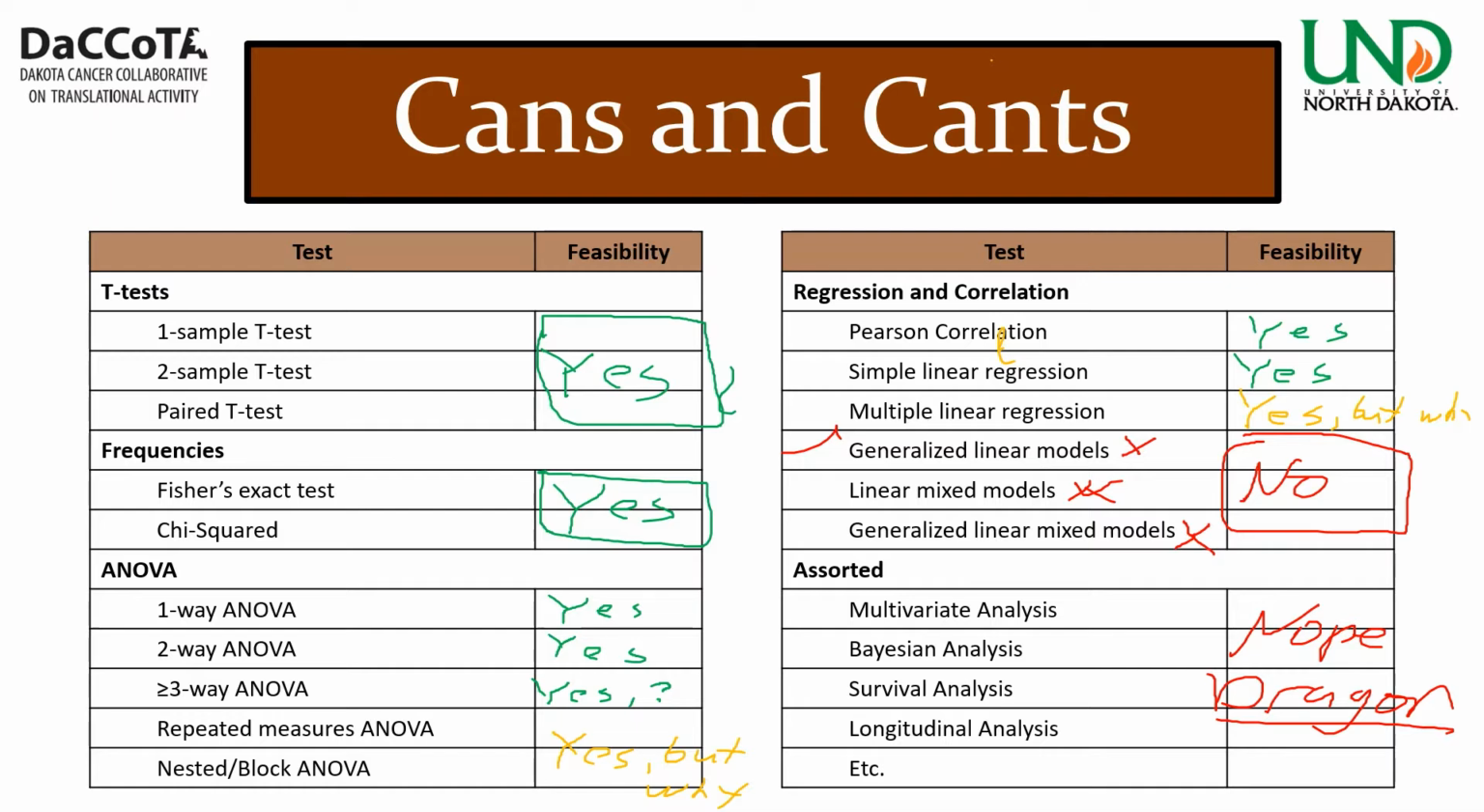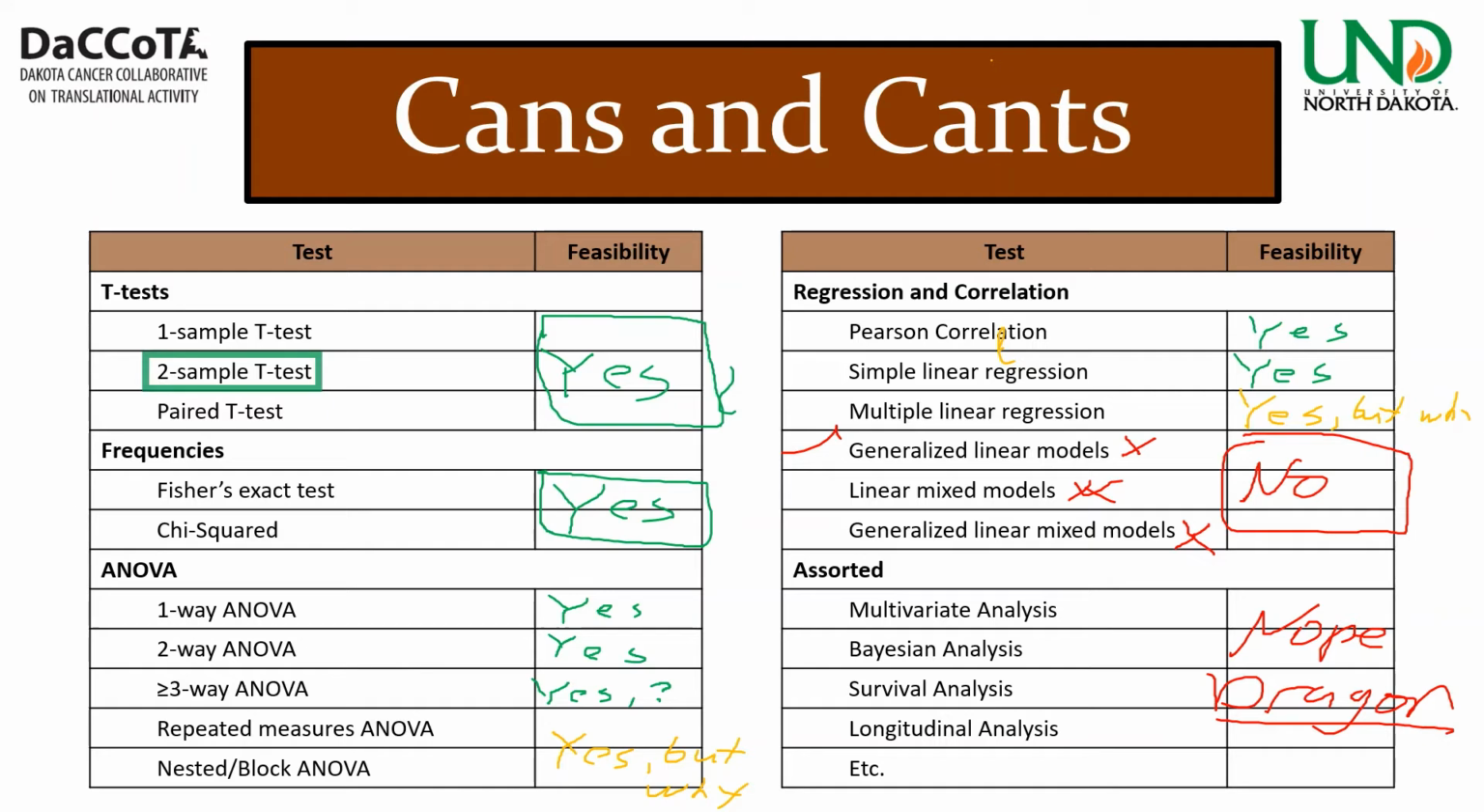So we kind of flesh this out. T-test, frequencies, and ANOVAs are all pretty easy to do by hand, and the simpler regression correlation, but then anything after that, really you're getting to the computer territory. So we've answered what you can do, but what will we do today? Well, we're going to sort of sample from all these areas.